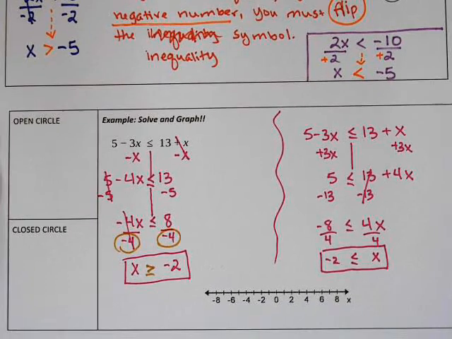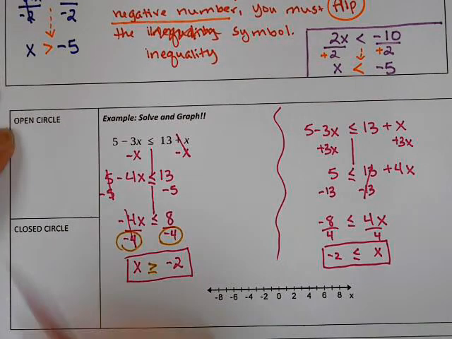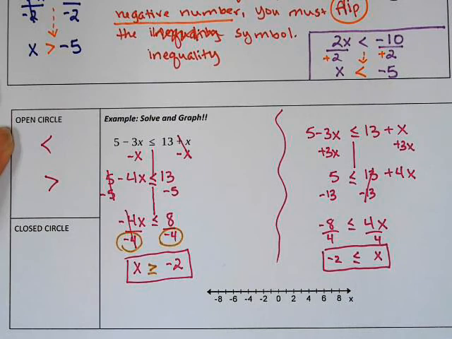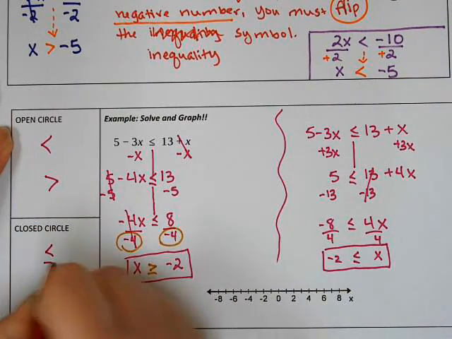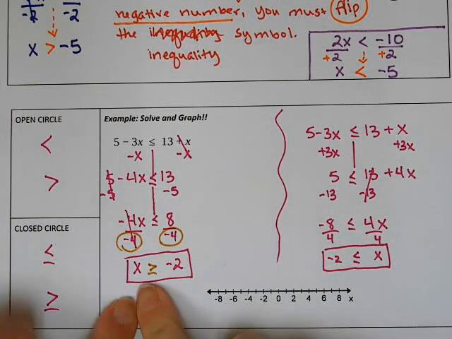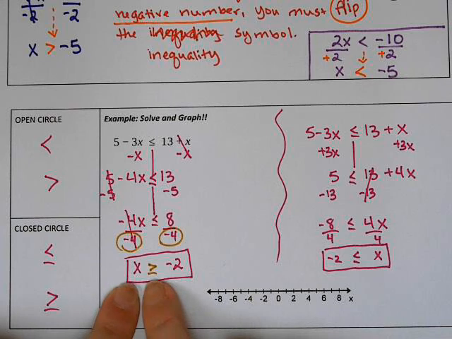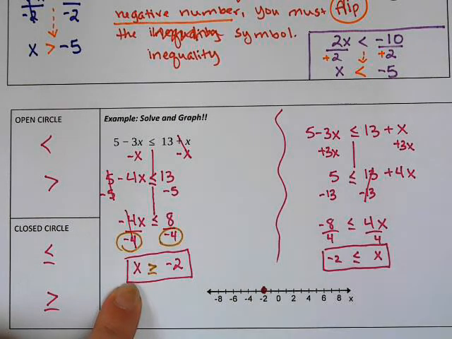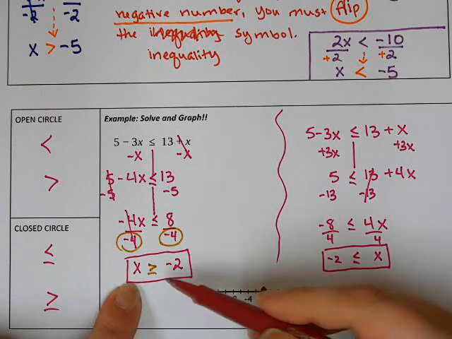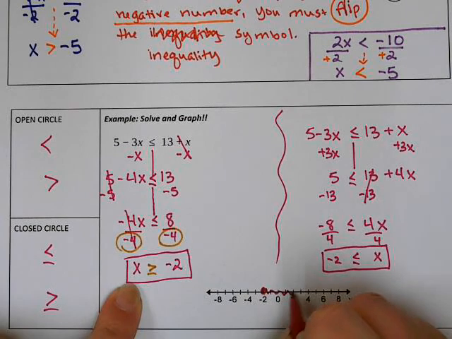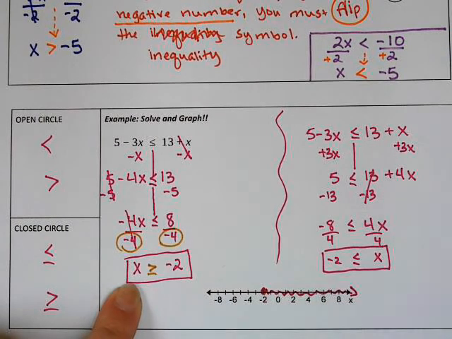So now we have to actually graph it. The thing I want you guys to remember is it's an open circle if we do a less than or a greater than symbol. It's a closed circle if it's a less than or equal to or a greater than or equal to. I'm going to focus on this one because it's got my x on the left, so for me it's always easier to understand. x is greater than or equal to negative 2. That means at negative 2 I'm going to have a closed circle because it can actually equal negative 2. And then I want numbers that are bigger than negative 2, so I'm going to go ahead and shade to the right and draw an arrow that way.